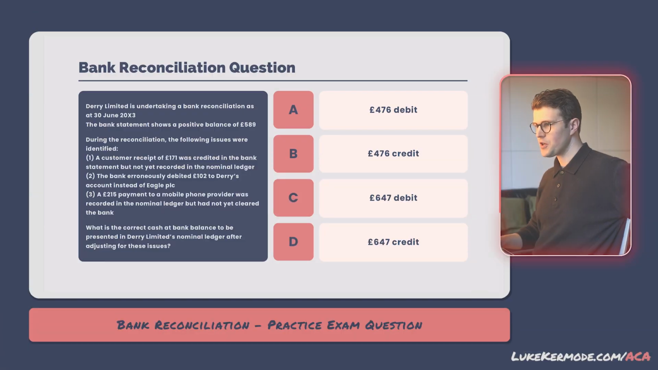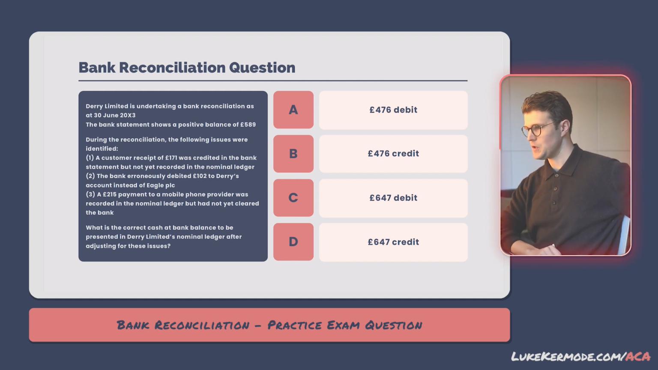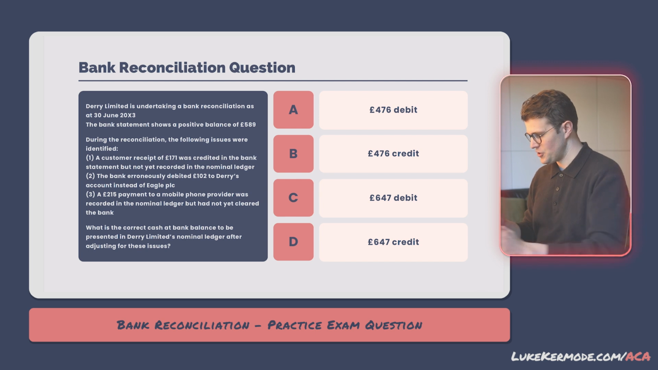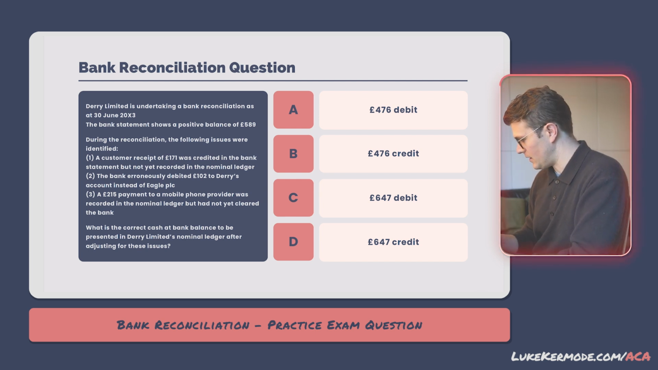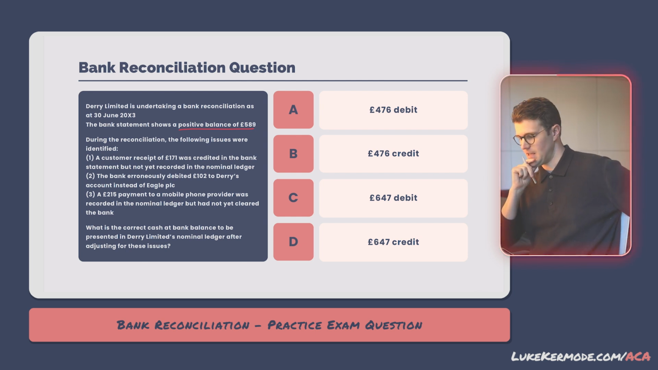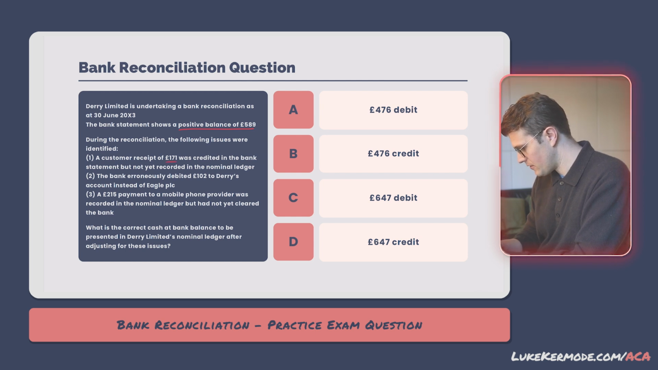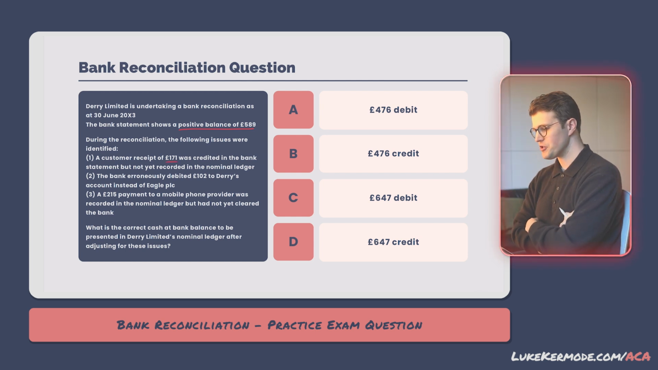Okay, so in this question we're told that Derry Limited is undertaking a bank reconciliation on the 30th of June 2003, and the bank statement shows a positive balance of £589 at that date. So that's our starting point for the purposes of our reconciliation. And then we're told that we've got three adjusting items that we need to think about. So first, there's a customer receipt of £171. So that customer receipt has been recorded within the bank statement, but it hasn't been recorded within the nominal ledger.